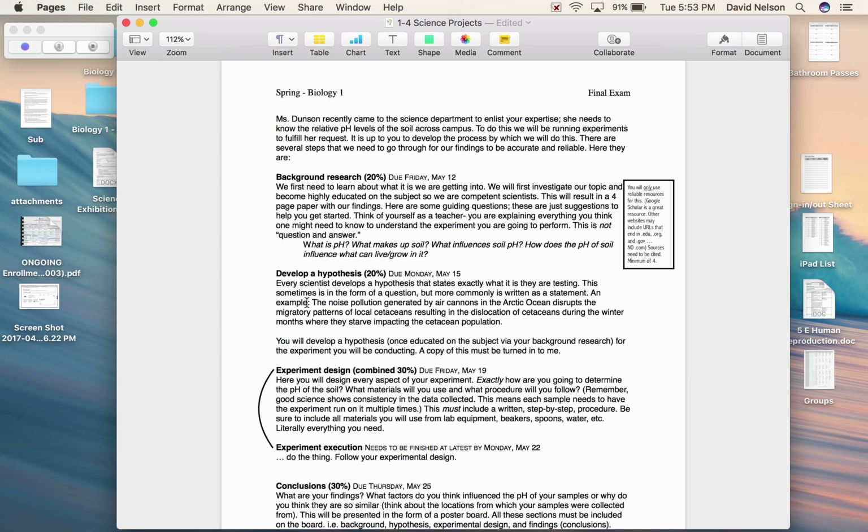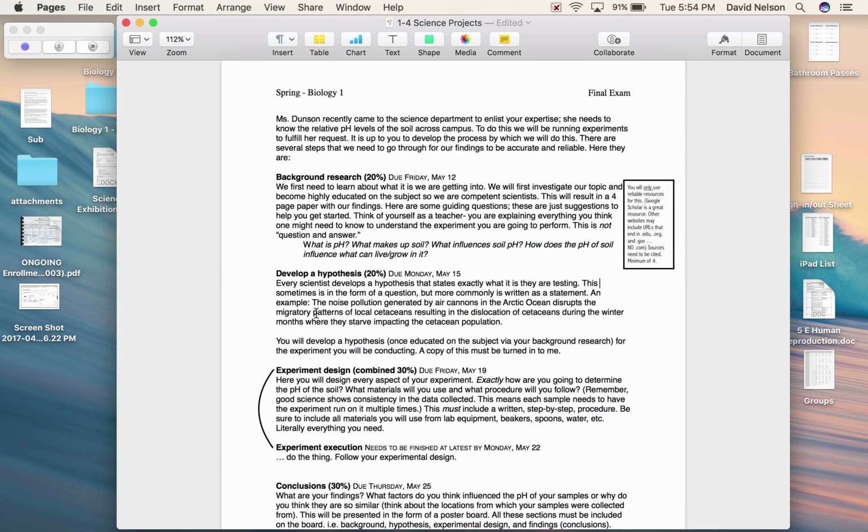Next will be developing your hypothesis. So every scientist develops a hypothesis that states exactly what it is they're testing. This sometimes comes in the form of a question, but more commonly is written as a statement. An example would be something like the noise pollution generated by air cannons in the Arctic Ocean disrupts the migratory patterns of local cetaceans, resulting in the dislocation of cetaceans during the winter months where they starve, impacting the cetacean population. So this is an example of a statement type hypothesis.